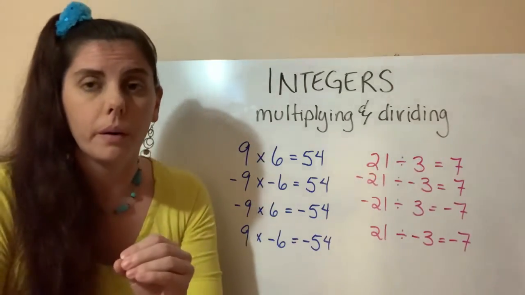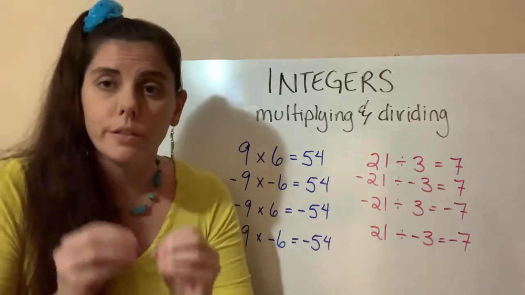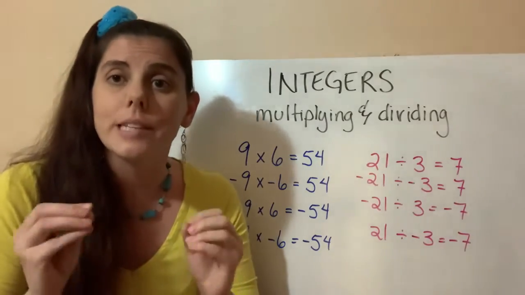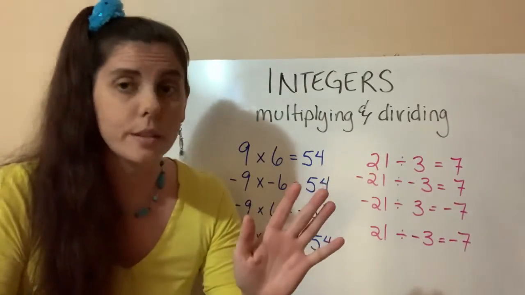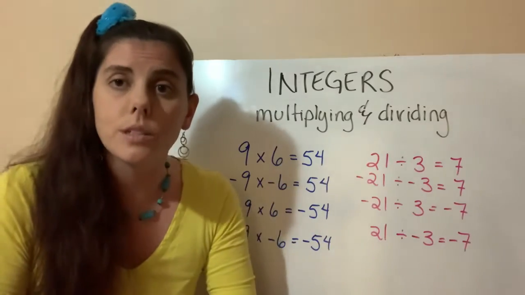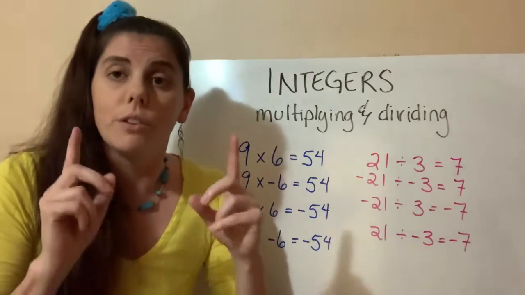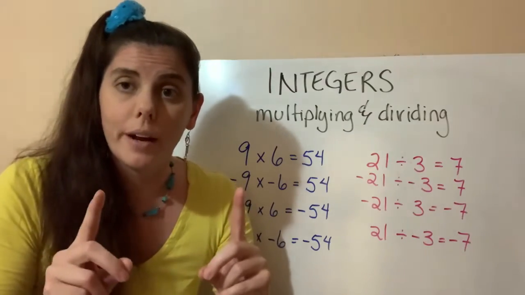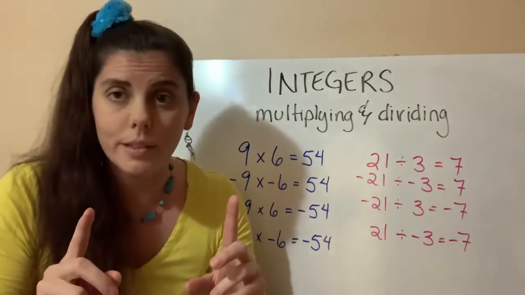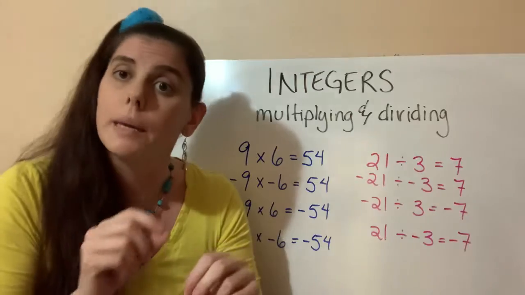So just remember that if you're multiplying or dividing integers and they have the same sign, whether they're both positive or both negative, the answer will be positive. So the converse is true. If the two numbers that you're multiplying or dividing do not have the same sign, the answer will be negative.